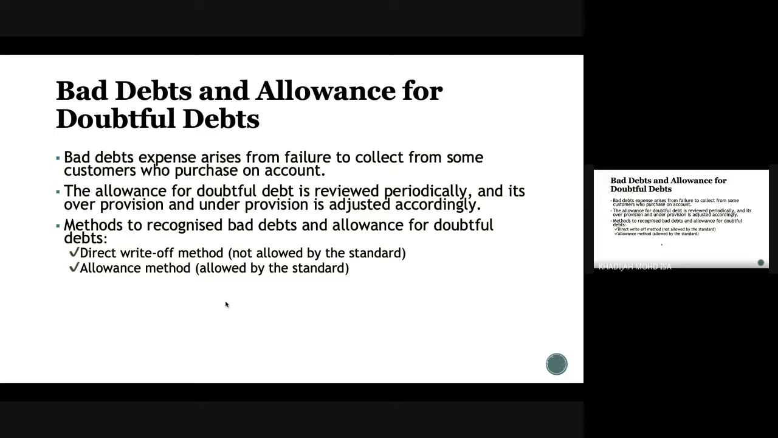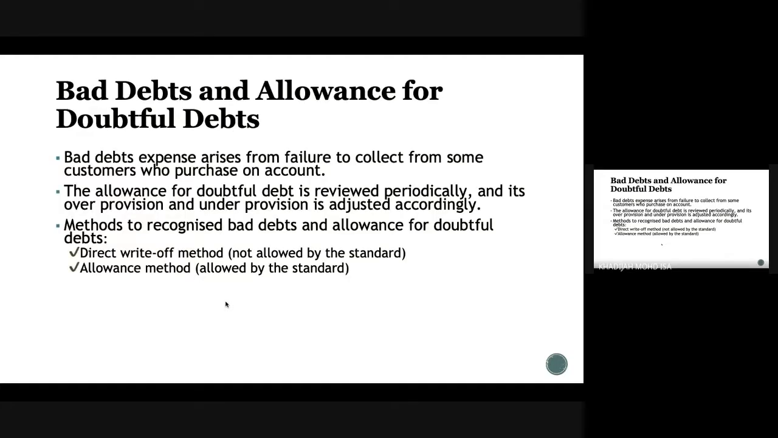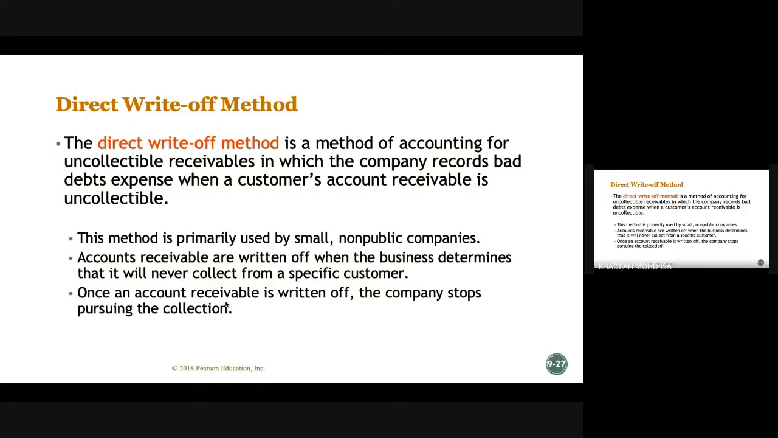So for you to do that, there are two methods. One is the direct write-off method, which is not allowed by the standard. And the other one is what we call the allowance method, which is allowed by the standard. Of course, we want to go for the second one, the allowance method. But they also show you the direct write-off method. I do not know why, since it's not allowed by the standard. Maybe you should know what is not recognized by the standard.